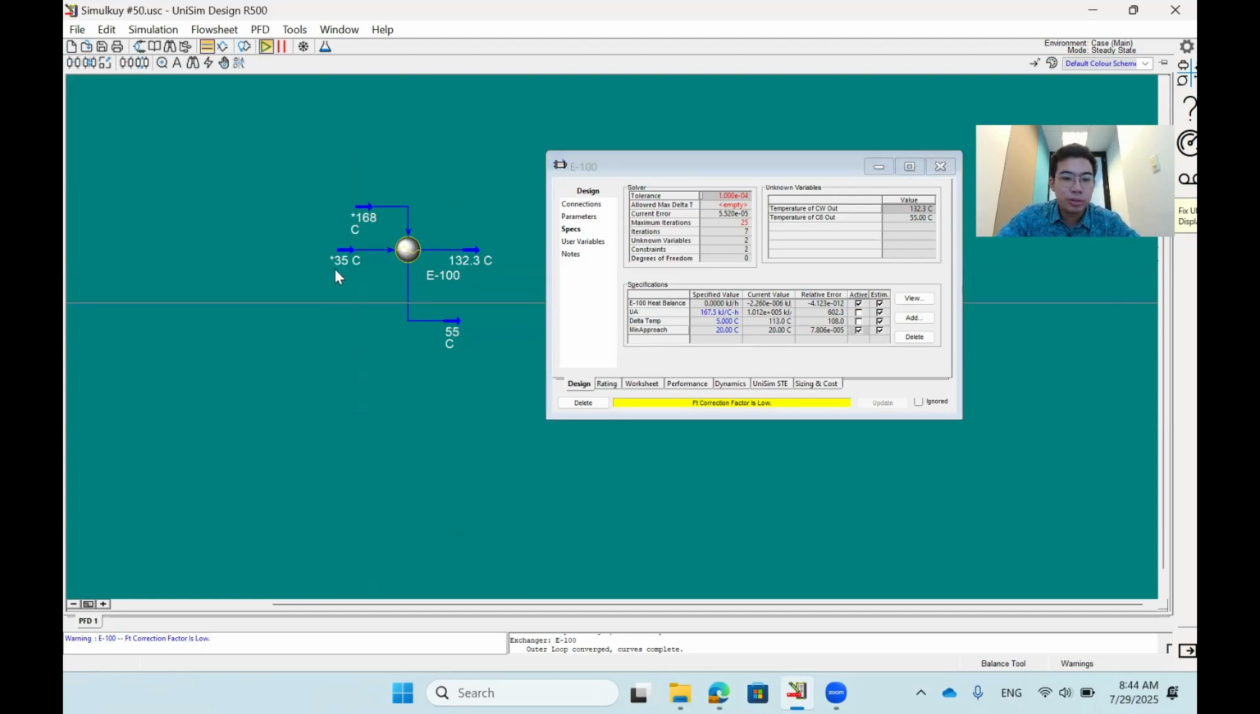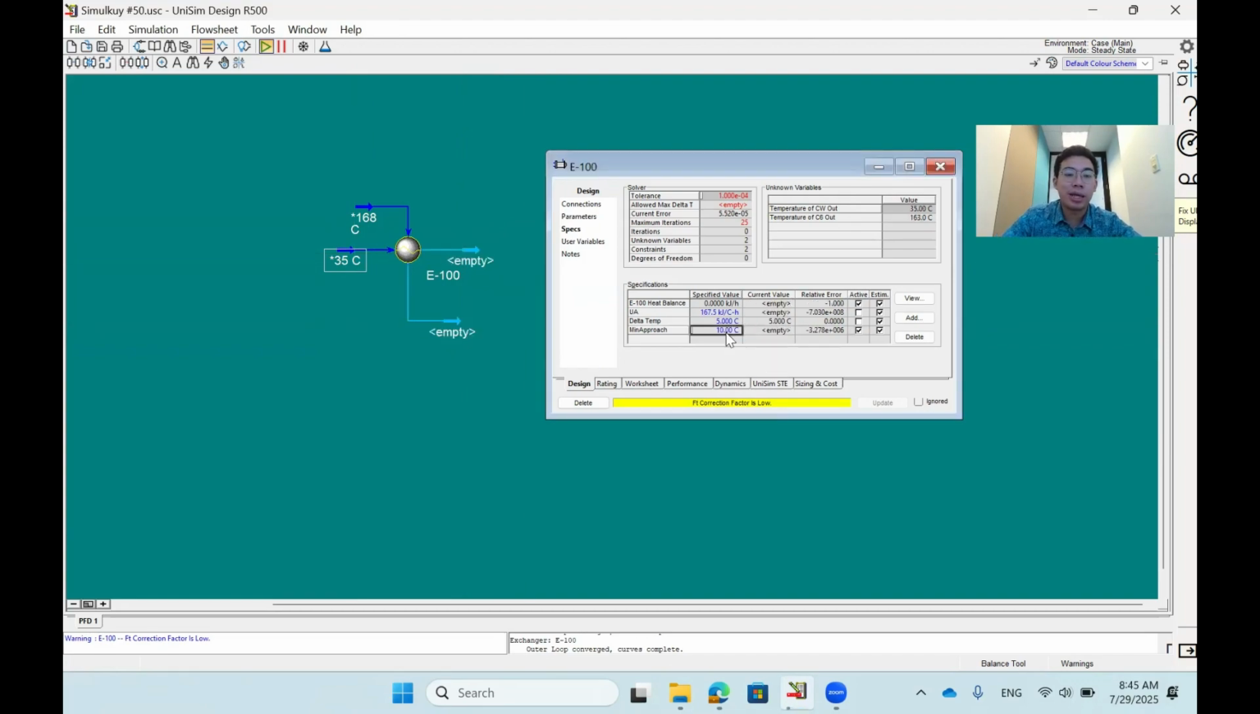What does the approach mean? You could see it here, 35 and also 55. The difference between those streams is 20. So the approach is like the minimum delta of one stream with the other stream. In this case, the minimum approach is 55 minus 35. It is not 168 minus 35 or 132 minus 55 or 168 minus 132.3 because this is not the minimum. So the minimum is 55 minus 35, which is 20.